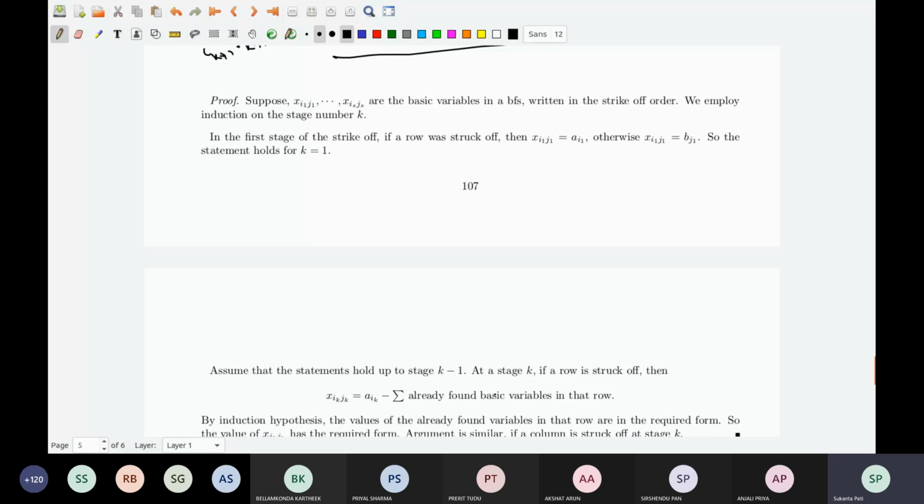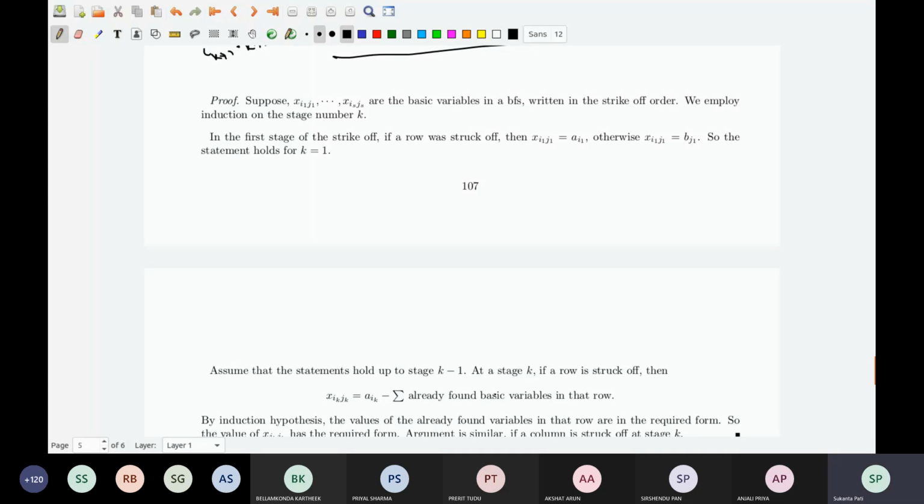Then what will happen? Now in a BFS, all the variables must have value greater than or equal to 0. Because the ai's and bj's are integers, in particular they are 1 actually, each of them. So in a BFS, the values of the variables will be integers.